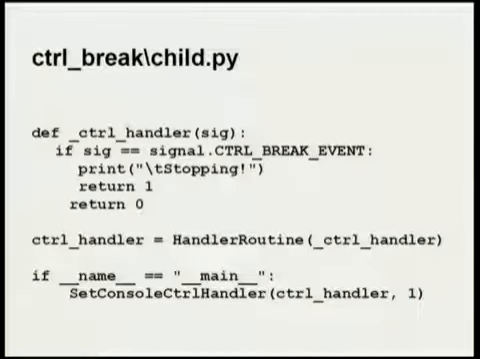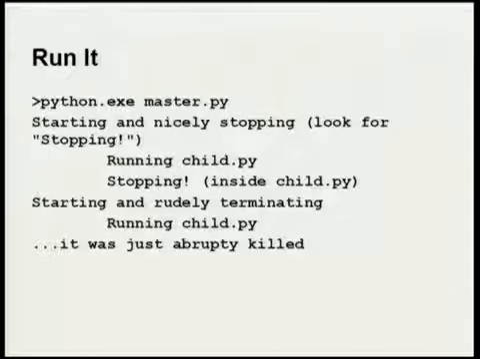So I have my script that has a handler routine that handles these events, and it prints that it's stopping if it was stopped nicely. And then if you actually run this, you'll see that it stopped nicely. And then if you force it with this, basically it calls terminate process with a return code, and it is abruptly killed. It's kind of cool. I think it could be useful in certain places in order to make sure things are stopping nicely and working nicely.